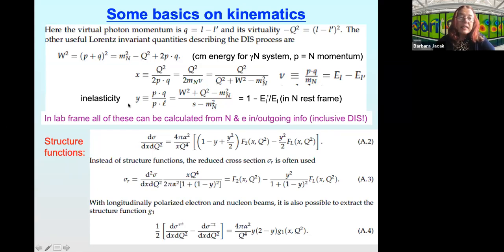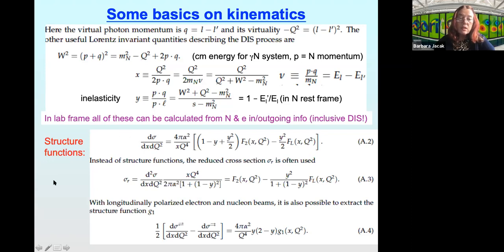In deep inelastic scattering, a key quantity is the inelasticity Y. And that's just calculated again, either from P and Q, or more usually in the experiment, from one minus the ratio of the outgoing to the incoming lepton. Now, as you see from some of these things I've put up here in the lab frame, in fact, all of these quantities can be calculated from the nucleon beam information and the incoming and outgoing electron information, its energy and the scattering angle. And this is why inclusive deep inelastic scattering works and why people have learned so much from it, because all you have to measure for the inclusive is that scattered electron.